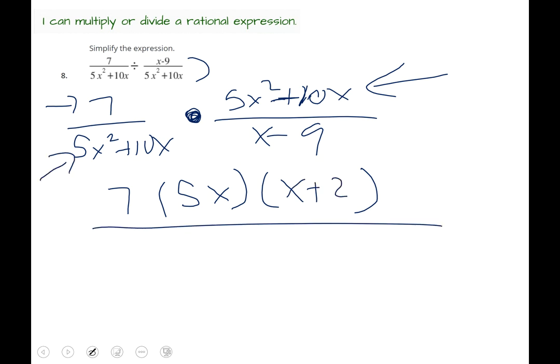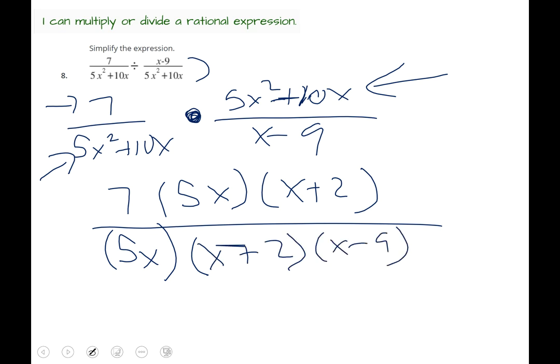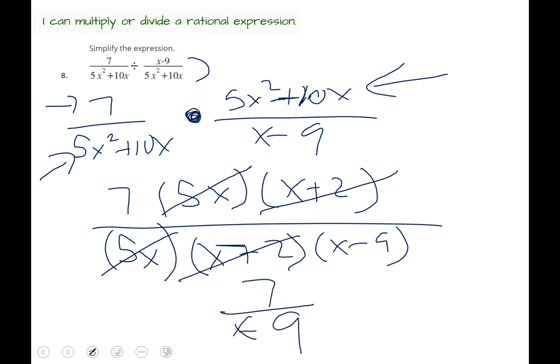I'm going to factor this one here. It looks like my greatest common factor, again, is 5x. And then I am left with x plus 2 again. And then I just have x minus 9. Then I'm going to see what matches so I can cross it out. So 5x matches, and x plus 2 matches. So I'm left with 7 over x minus 9.